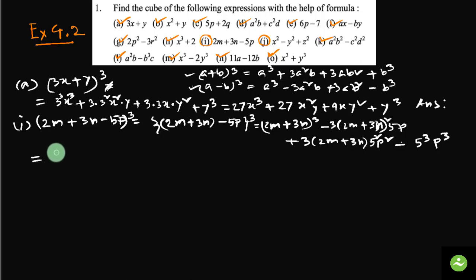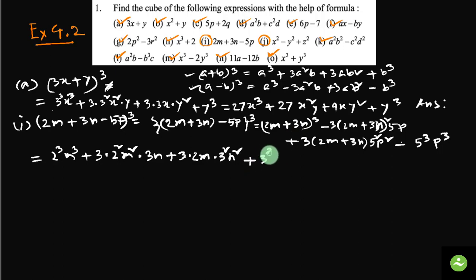2m plus 3n whole cube should be 2 cube m cube. This is like a cube plus 3a square, 3a square means 2 square m square, b means 3n, plus 3ab square means 3 into 2m into 3 square n square, as b square means 3n whole square, means 3 square n square, plus b cube, 3 cube n cube.